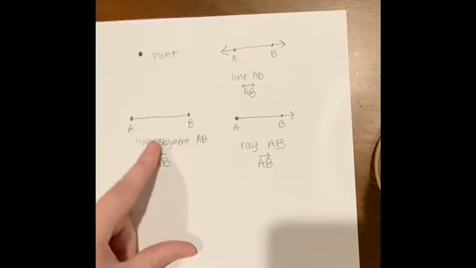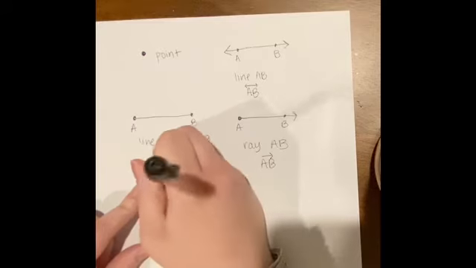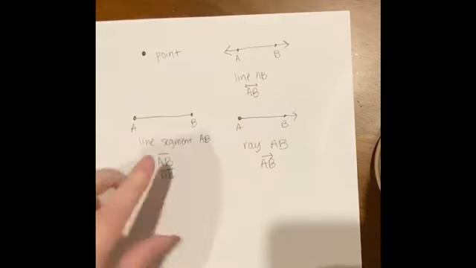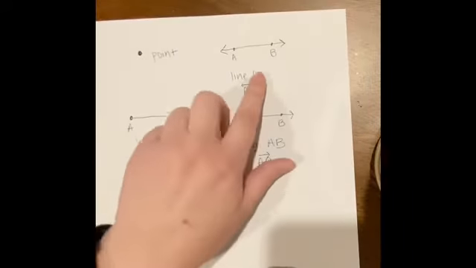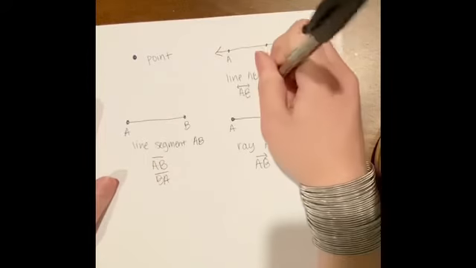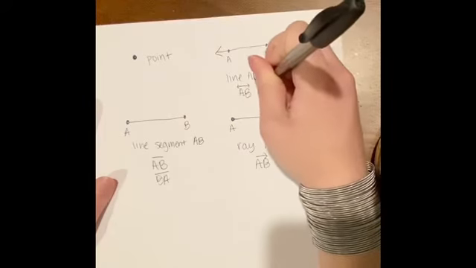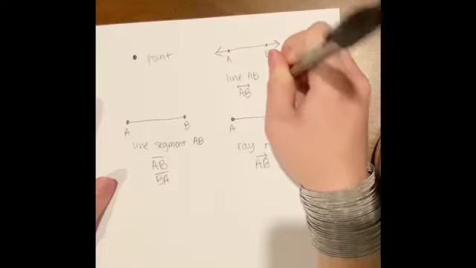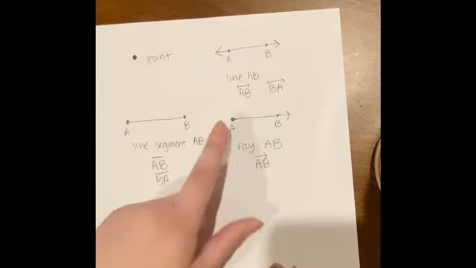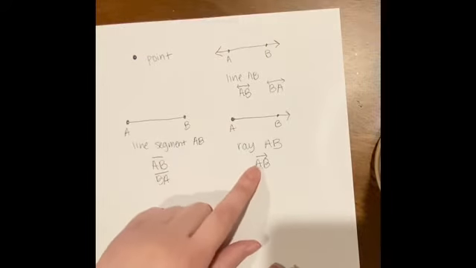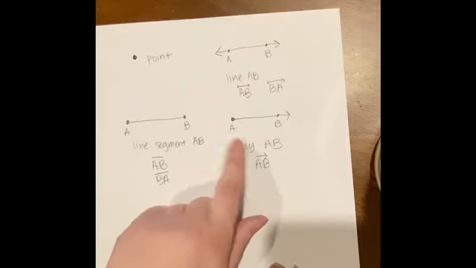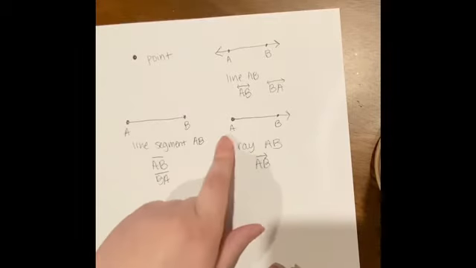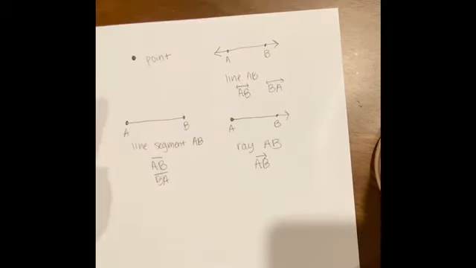This is the only one that has to correspond. The other ones, we could call this also line segment BA. It doesn't matter which way we do it. The only one that matters which way is on a ray. The end point has to be the first letter. So it has to be ray AB. It's not ray BA in this case.